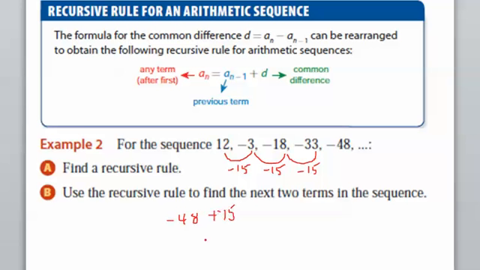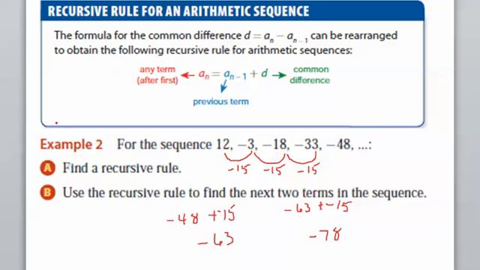That's going to give me a negative 63. And then I'll take negative 63 plus a negative 15, and that's going to give me a negative 78. So my next two sequence terms are going to be negative 63 and negative 78.